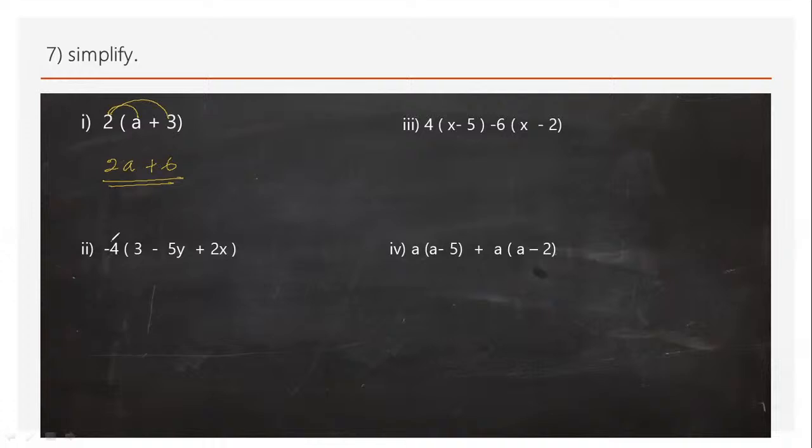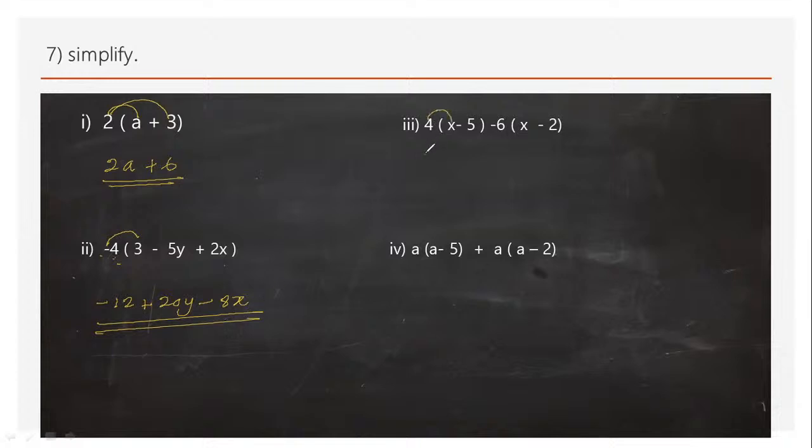Second one: minus 4 times 3, minus 12. Minus times minus is plus, 4 times 5y, 20y. Plus, minus times minus is plus, 4 times 2x, 8x. Any more we can simplify? No like terms here, so you can keep the answer like this: minus 12 plus 20y minus 8x.